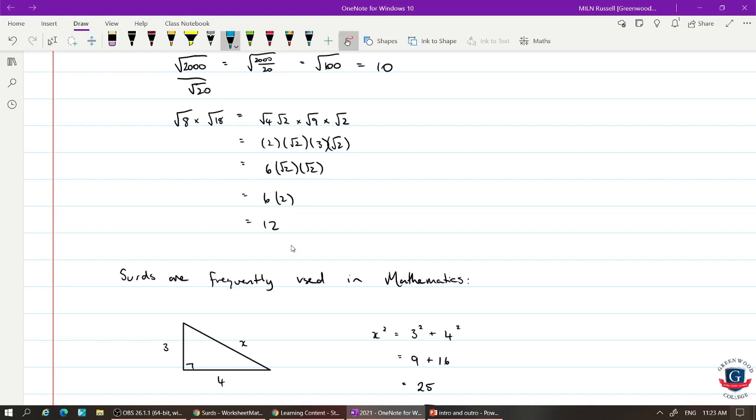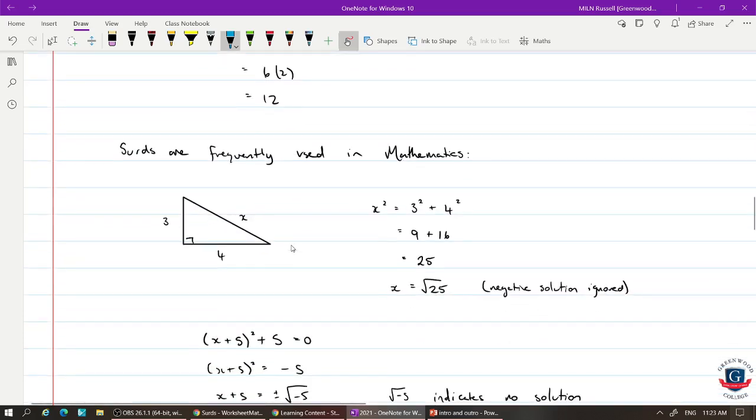Now we use surds quite frequently in mathematics when we're doing Pythagoras problems. When we're finding the hypotenuse or solving for one of the sides, we'll take the square root of both sides. When we take the square root of both sides, we end up with a positive and negative number. Because we're dealing with lengths, we're going to ignore the negative solution.